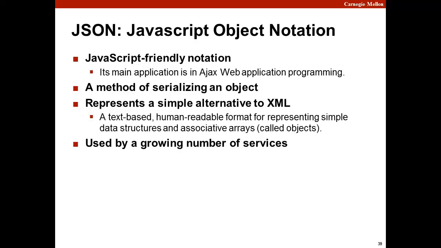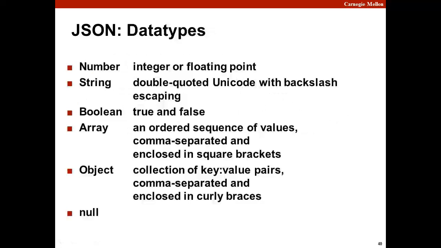XML is, I don't want to say complex, because at some level it's very simple, but a notation that allows you to describe very complex things. It has some fairly sophisticated tools for parsing it. JSON is designed just to be simple. Think of it as a way of representing a struct. It's used by a growing number of services for a growing number of reasons. It's a text-based, human-readable format for representing simple data structures and associative arrays.